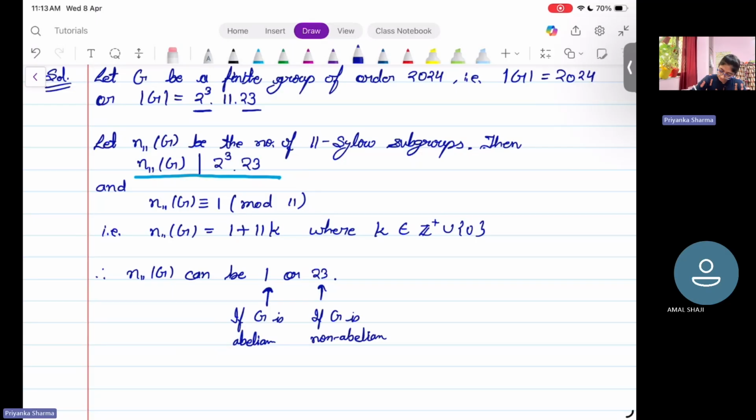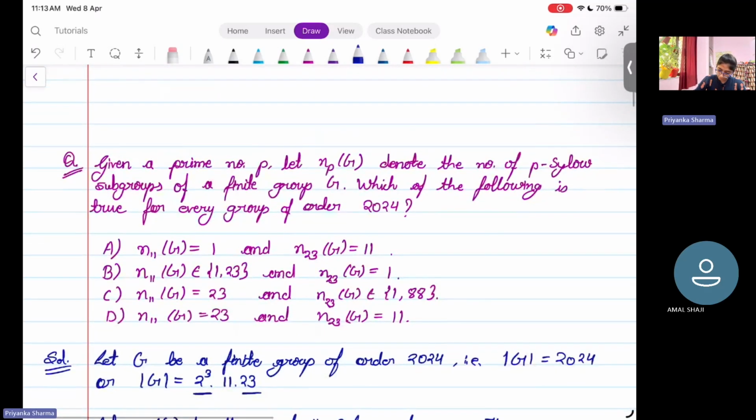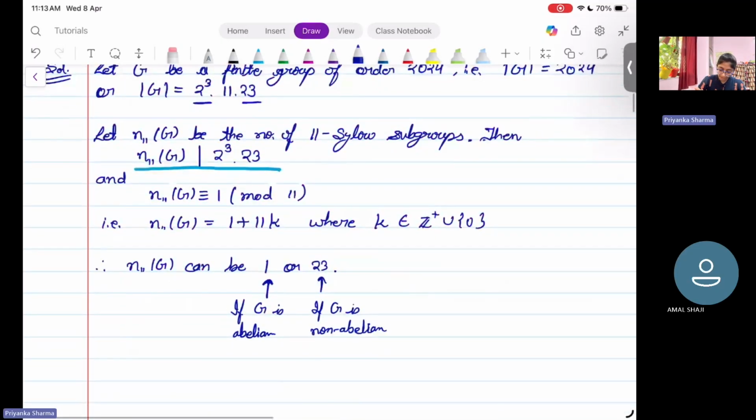So if G is abelian, we cannot have n11(G) as 23. n11(G) can be 23 if and only if G is non-abelian. In the question, it is not mentioned whether the group G is abelian or non-abelian, so we can have both possibilities. That is, n11(G) can be either 1 or 23. So we will consider both of them.